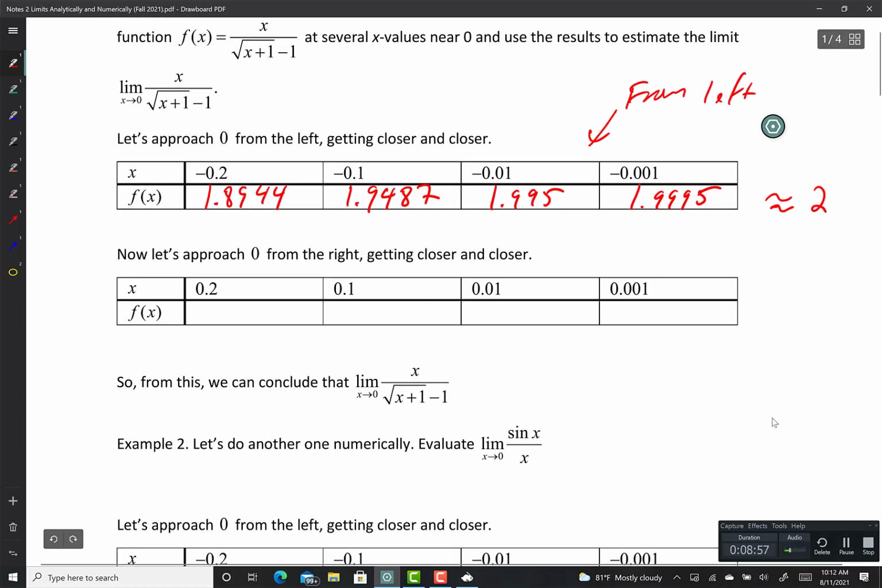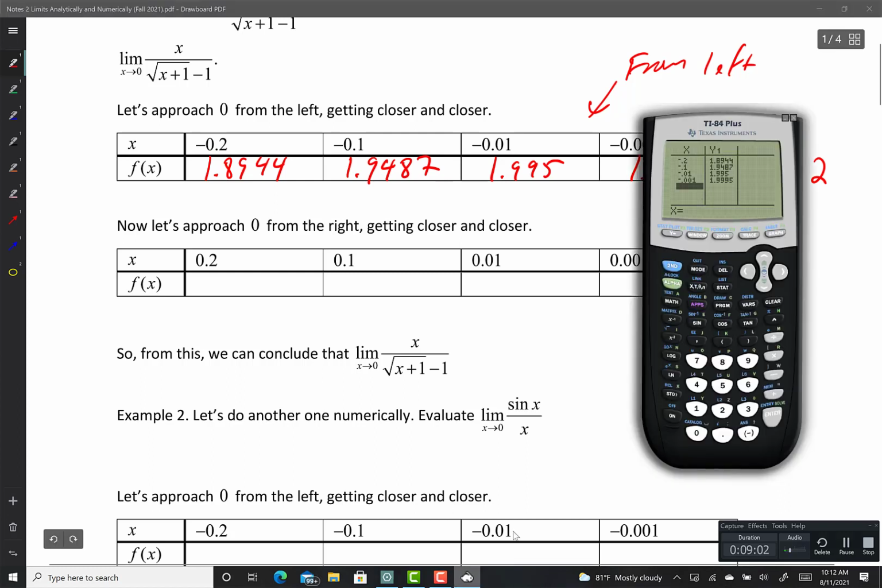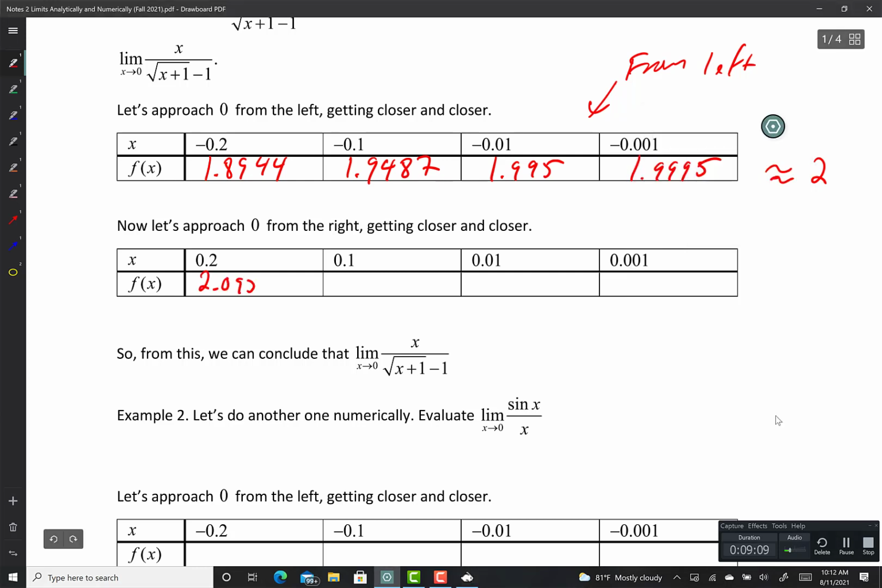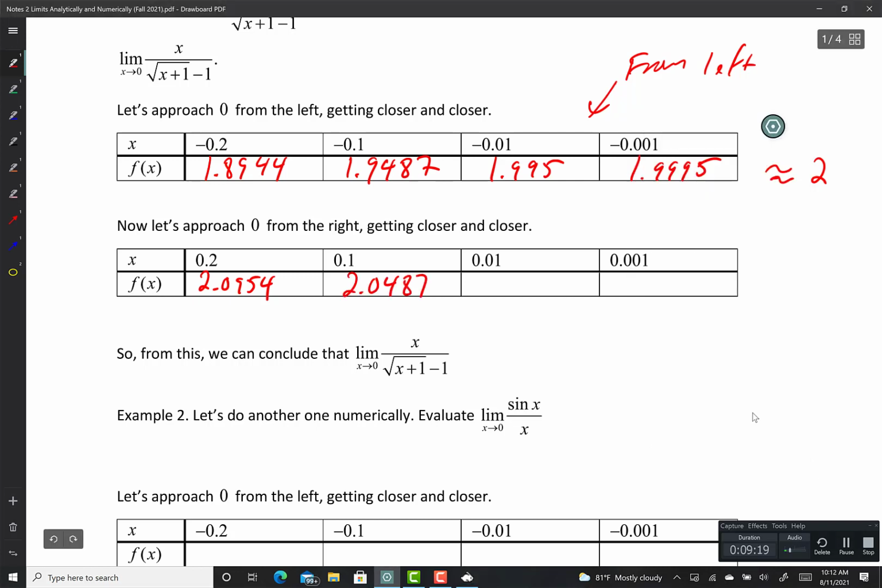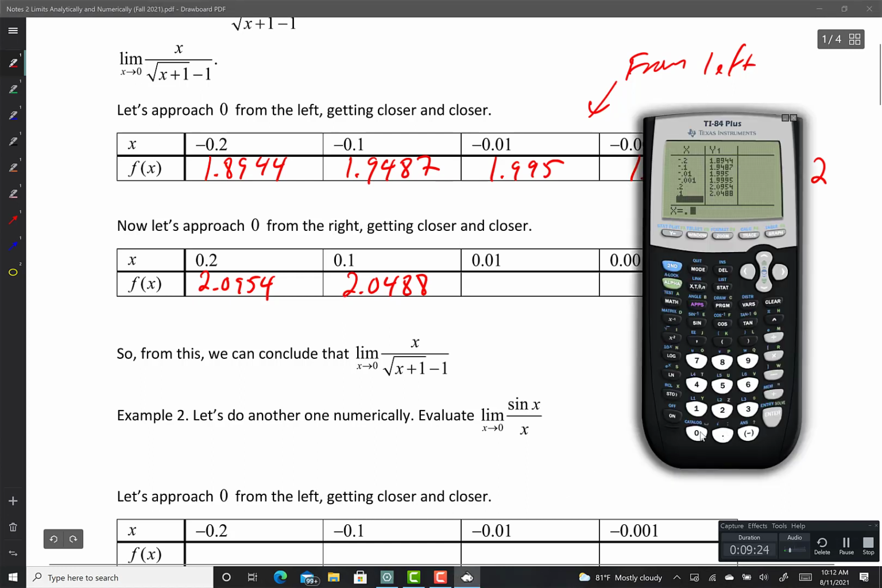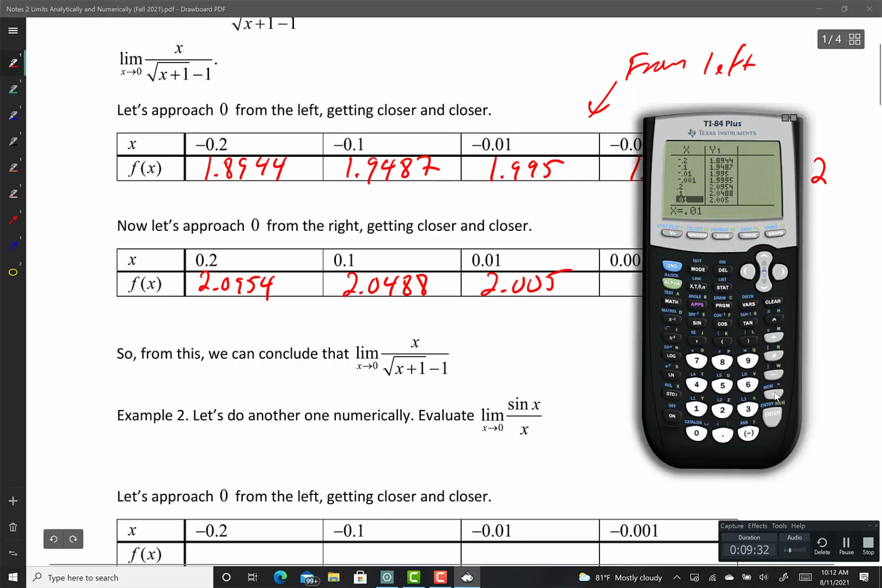Let's approach from the right-hand side. Now do the same thing, but put positives instead of negatives. So I'm going to go with 0.2, which gives 2.0954. Then 0.1 gives 2.0488. Then 0.01 gives 2.005, and 0.001.